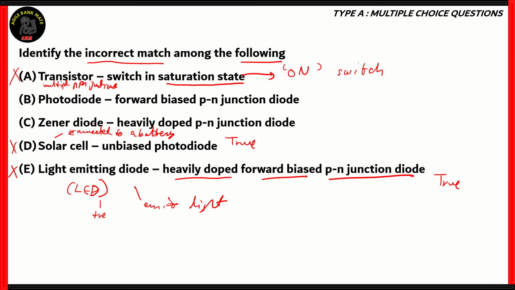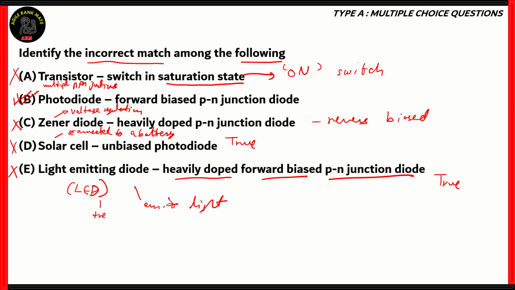Option C is Zener diode. Now, the Zener diode is a device used for voltage regulation. Now, the diode itself is reverse biased, but in order to make sure that it regulates voltage, it is heavily doped. So therefore, option C is a true statement. It's a true match, which makes the option incorrect.